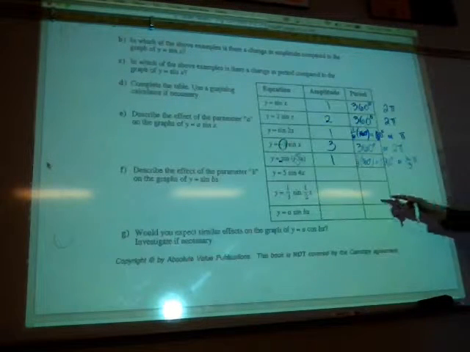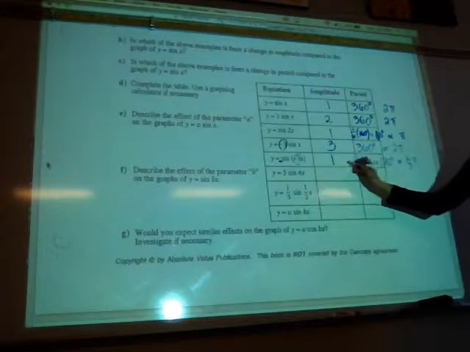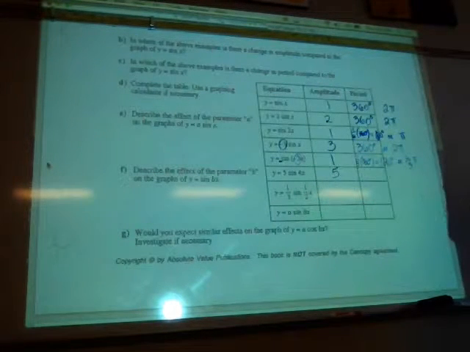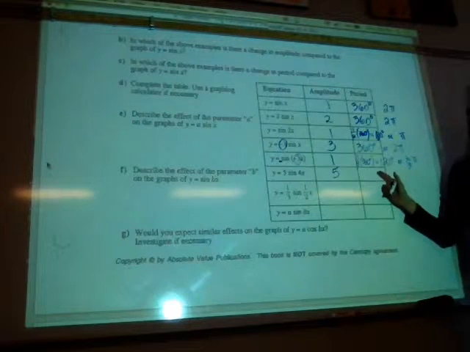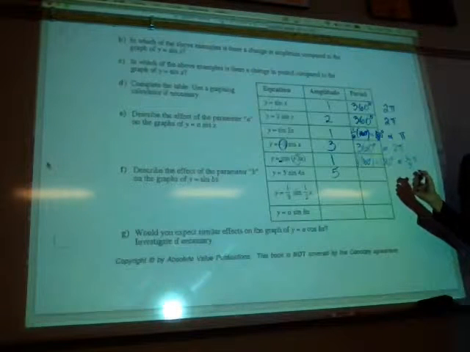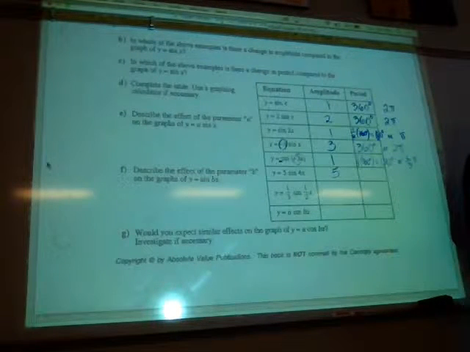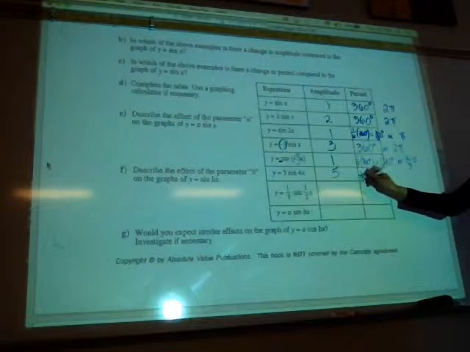Okay, Bruce, what would be the amp for 5 sine 4x? 5. Perfect. Okay, and Xander, how would I calculate the period? First of all, what's the horizontal stretch? 1/4. Good. So we have 1/4. What do I do with that 1/4?